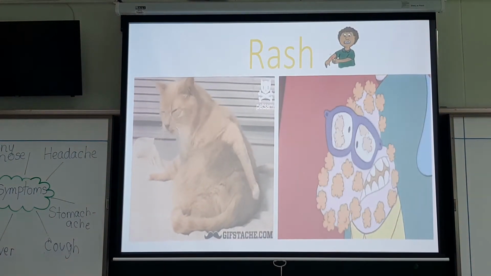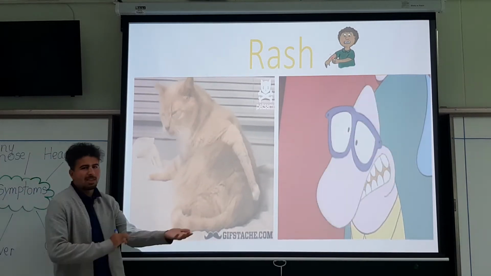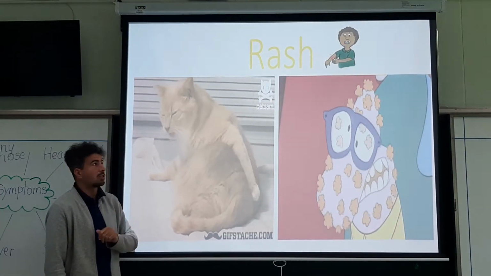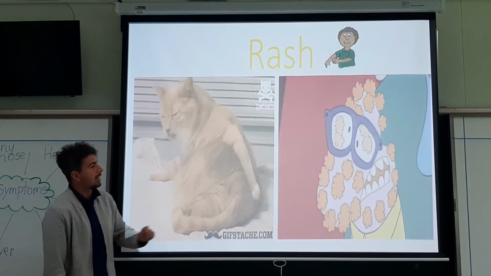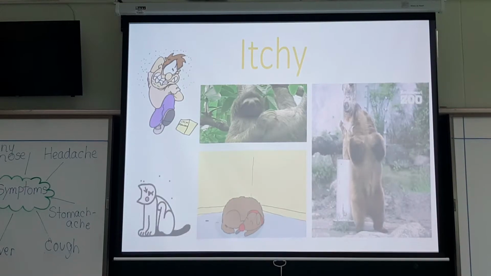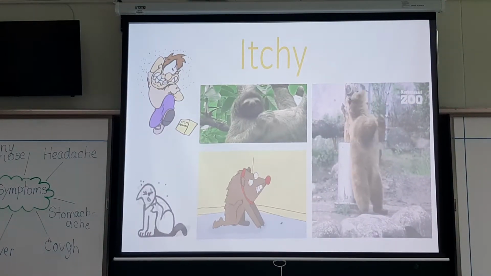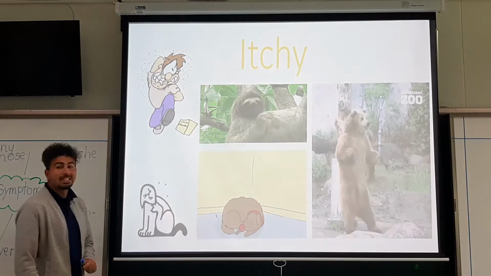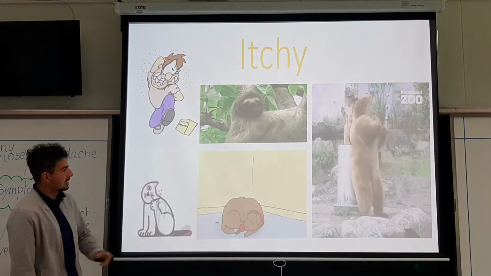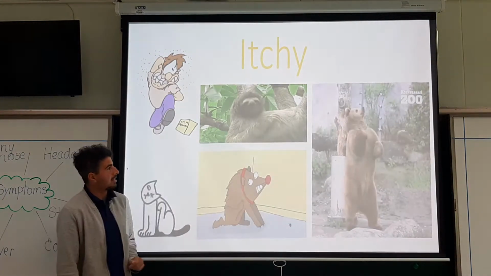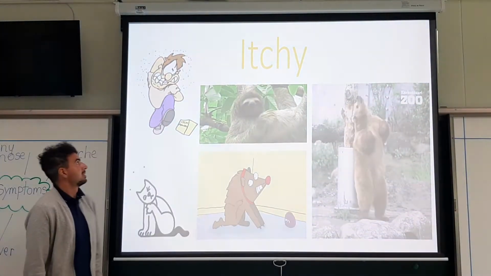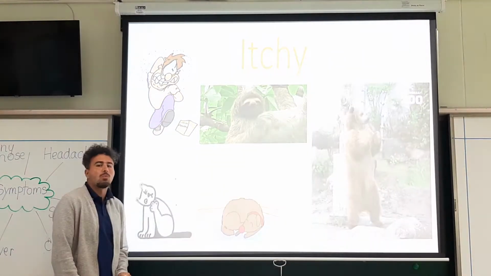Next one is rash. Sometimes you get a red thing, could be on your arm or your knee, could be anywhere on your body, and it really itches, but you shouldn't scratch it because it will get red like it does here. The next one is, like we saw already with rash, another symptom of that is itchy. So itchy, when we get an itch, it really itches, it's annoying, yeah? Look at these itches. Dog could be itching from fleas, yeah? Look at this bear here, he's itching on the tree. The sloth is itching himself as well, yeah? Itchy is a symptom that we can get too.